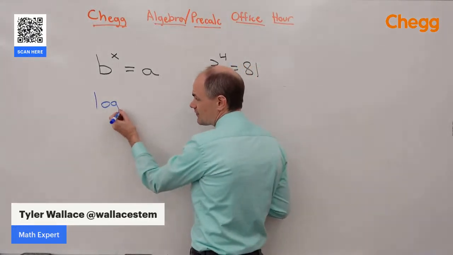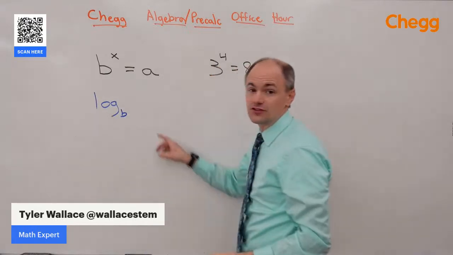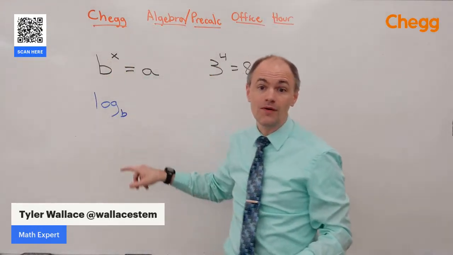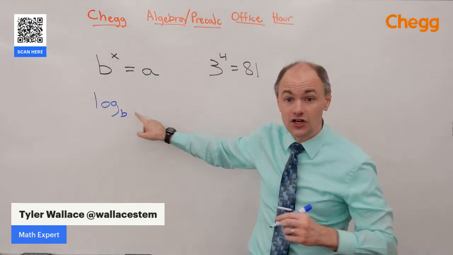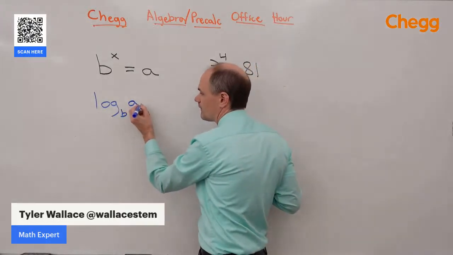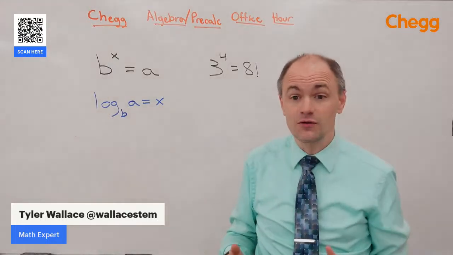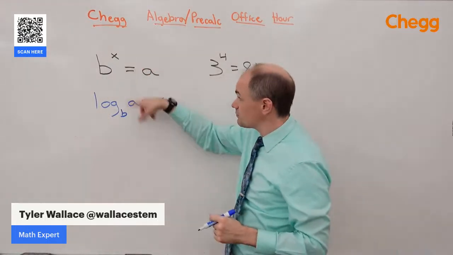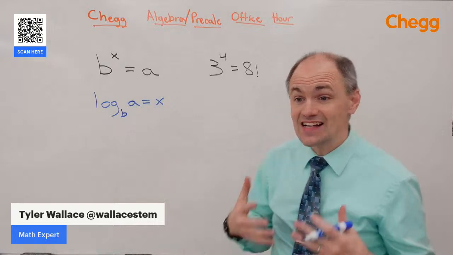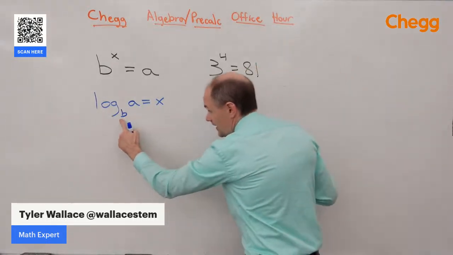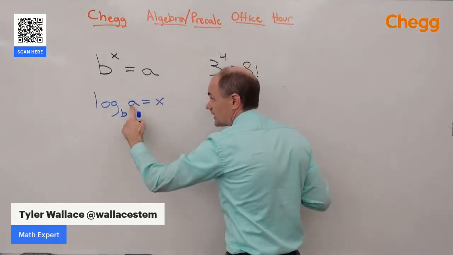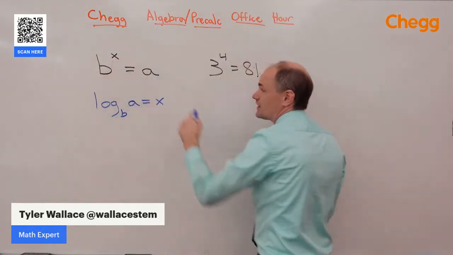With a log, it's going to have a base. So we put the base as a little subscript. It's the same base as the problem. And then the answer is what goes into the log. And the exponent comes after the equal sign. So these two expressions are really saying the exact same thing. A base to an exponent equals an answer.